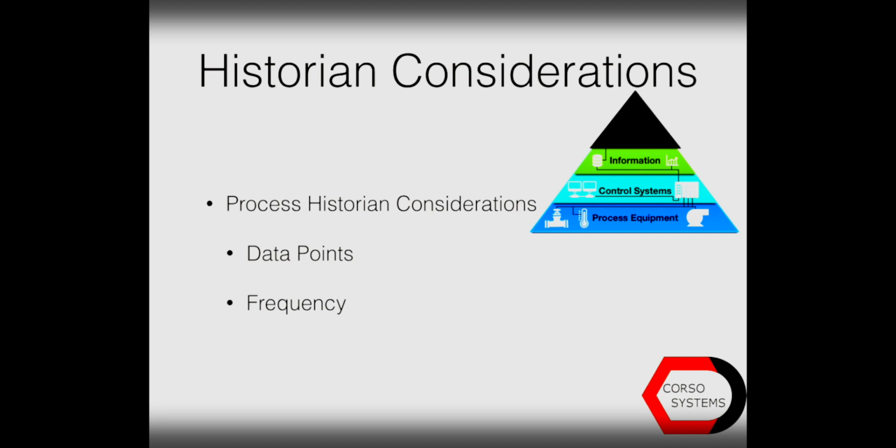Some historian considerations, and just to stay on a high level, the main considerations are the actual data points that you want to store, as well as how often they're stored in the database. Now, most process historian pricing is based on the data points stored, and as a side note, Inductive Automation is doing some very interesting things with pricing structures. Feel free to reach out for some more information. Now, additionally, computer hardware costs dictate how much data can be stored. Those are your hard drives.